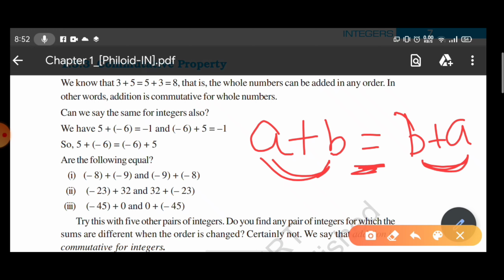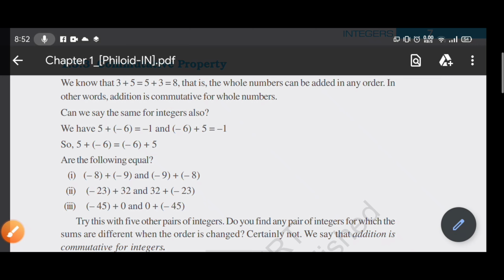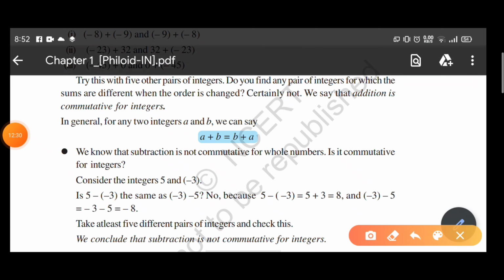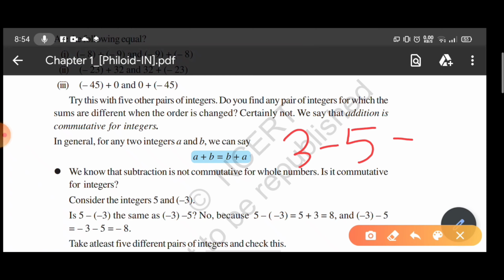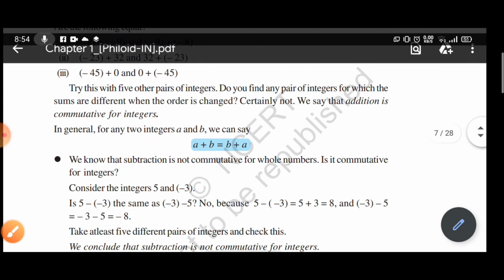So let us see the commutative property for addition. Here it is clearly written that for addition, the commutative property holds for integers, that is a plus b equals b plus a. But for subtraction, it is not true. If I subtract 3 minus 5, it gives me minus 2, and if I subtract 5 minus 3, it gives me plus 2. Both values are different. That means for subtraction, the commutative property does not hold in case of integers.